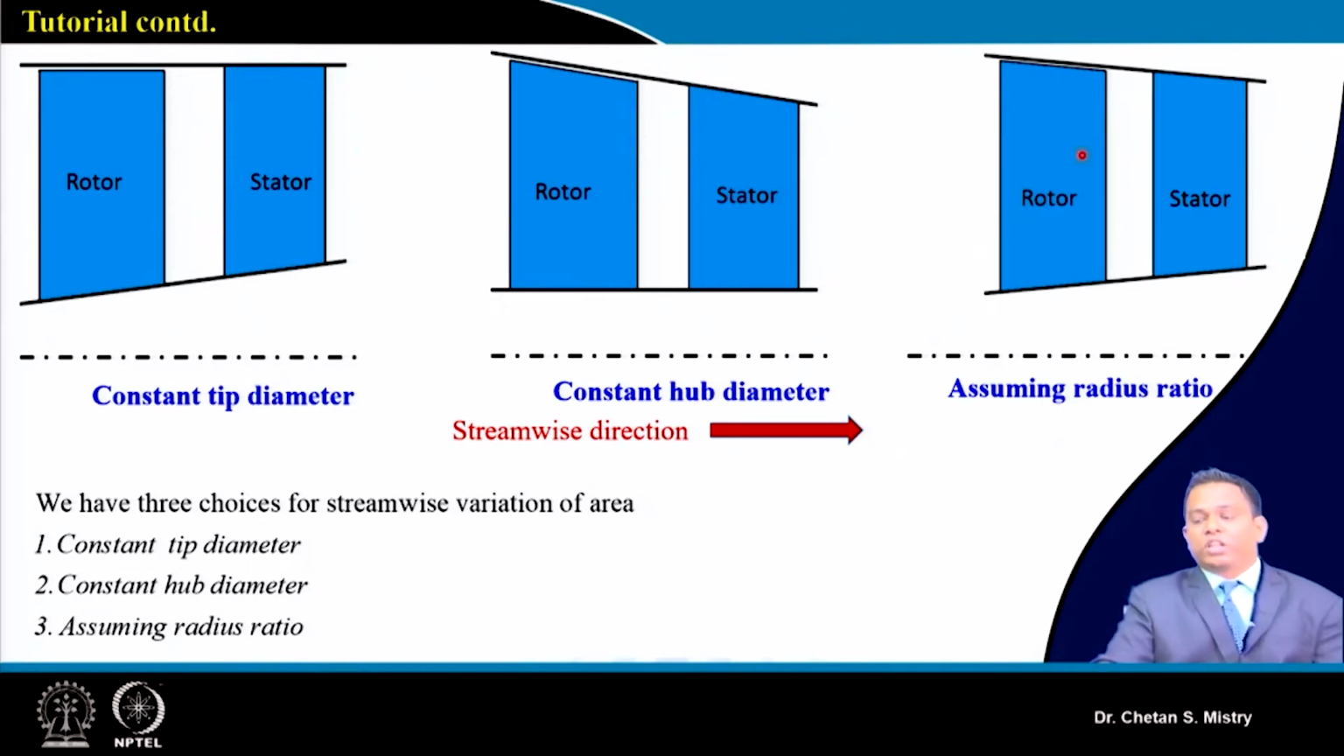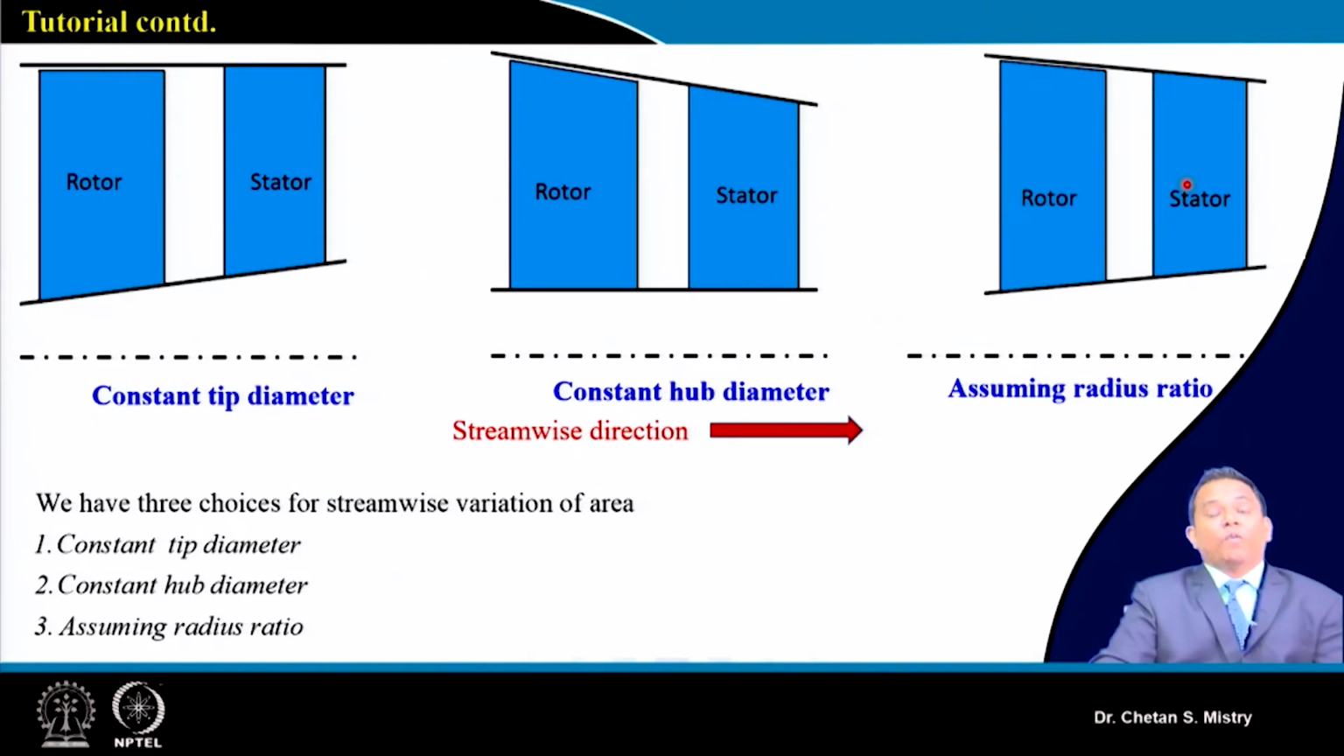Now, this is one of the configurations where we assume our radius ratio. Maybe you can assume the same radius ratio as your entry condition. That is also possible. You can also assume my exit radius ratio to be different. It is even possible to assume your mean diameter, or mean radius. If that is your case, you can do your calculation for hub diameter and for tip diameter. So be careful about all these aspects.